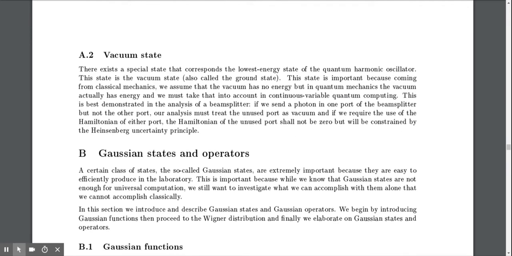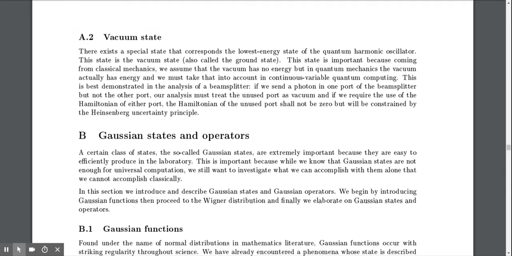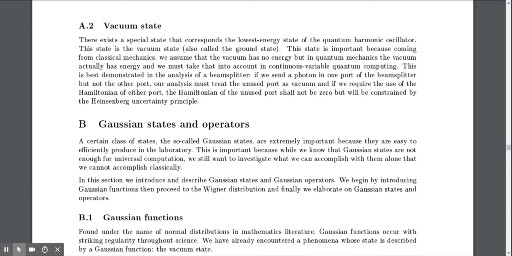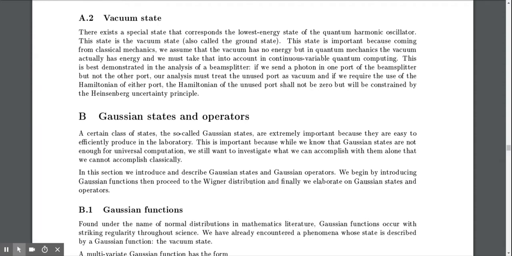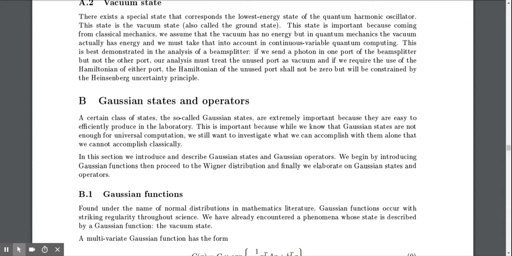Vacuums. There exists a special state that corresponds to the lowest energy state of a quantum harmonic oscillator. This state is the vacuum state, also called the ground state, and I guess it's per each Q mode value. The state is important because, coming from classical mechanics, we assume that a vacuum has no energy, but in quantum mechanics, the vacuum actually has energy, and we must take that into account in continuous computing, quantum computing.